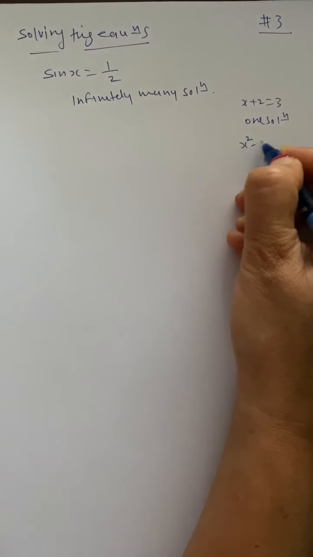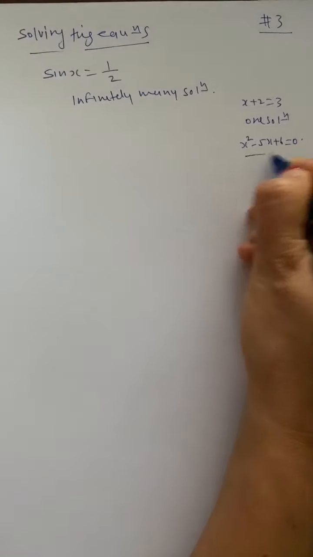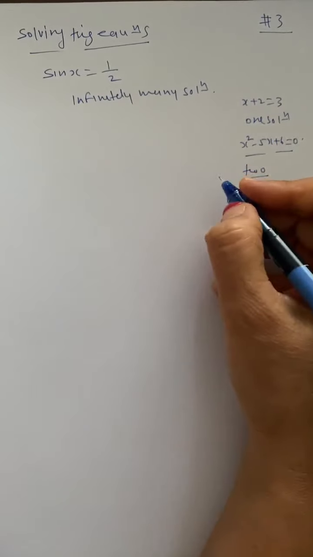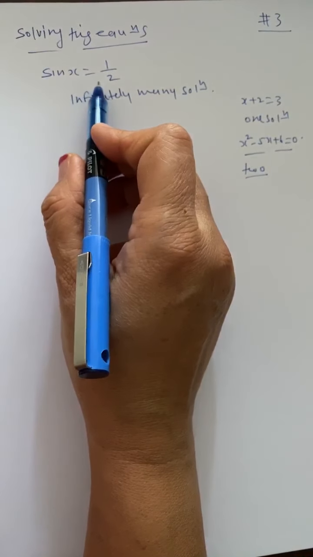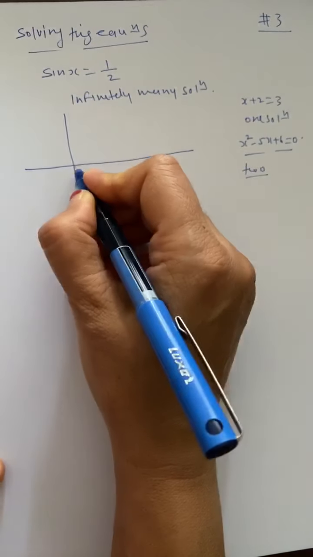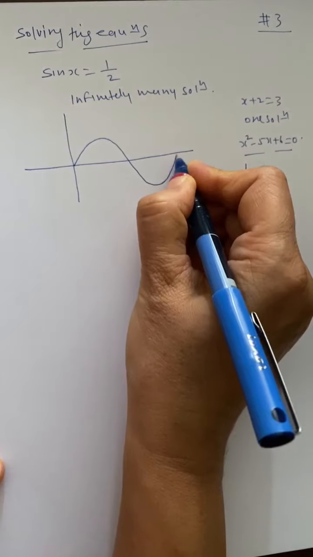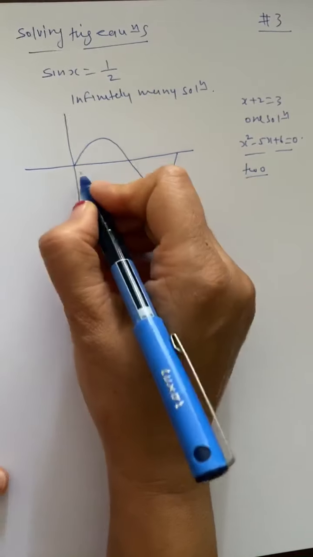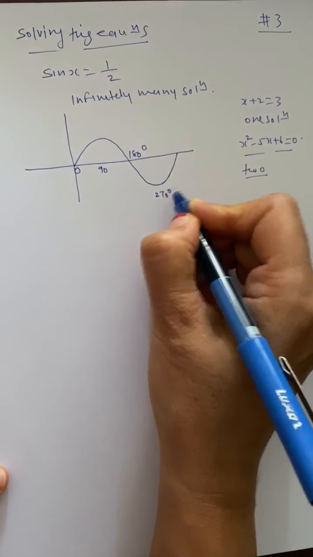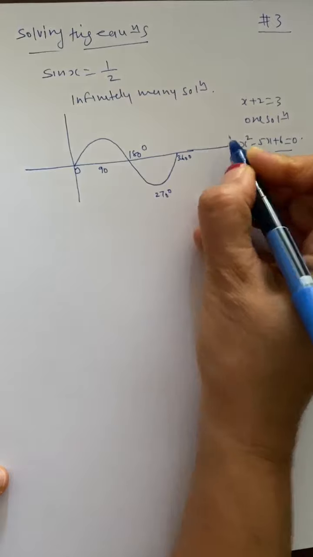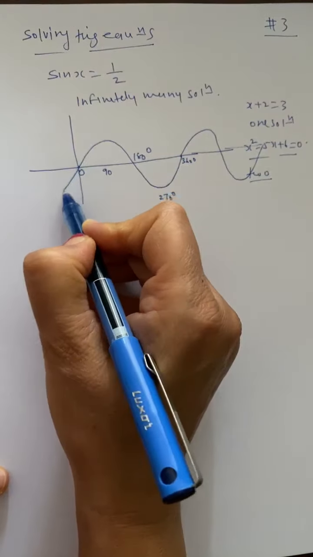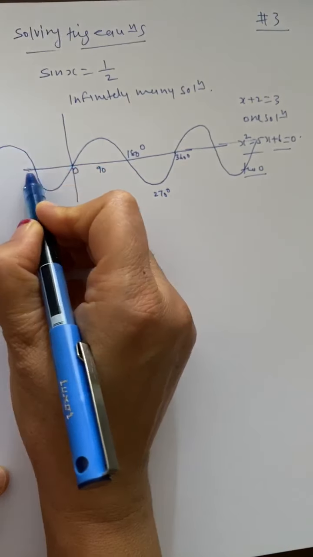And if you have x squared minus 5x plus 6 is equal to 0, the maximum solutions you can have is 2. So the number of solutions depends on the degree. Here, when you have a trig equation and you have sine x is equal to half, you can have infinitely many solutions. So I'm going to show you what that means. I know that the graph of sine looks like this. One complete revolution. So this is 0, this is 90, this is 180, this is 270 and 360. But if I extend it, I keep on getting this, and I can even extend it in this direction because of the period.